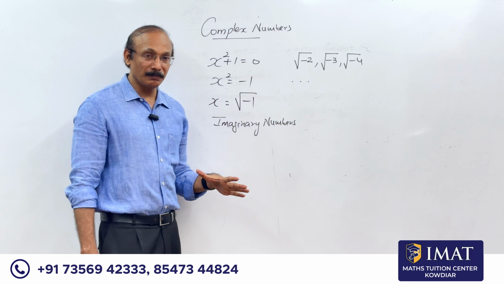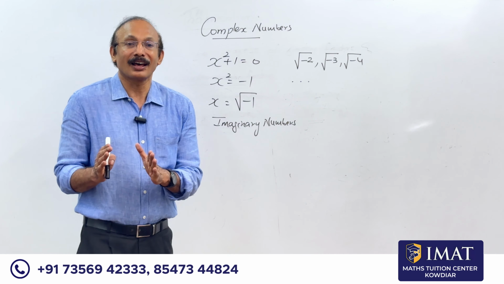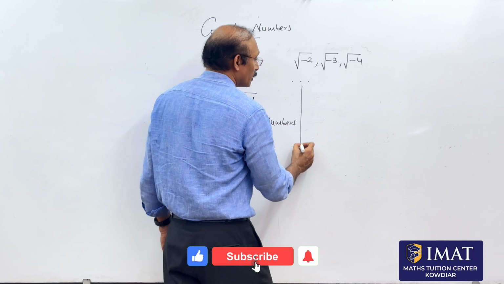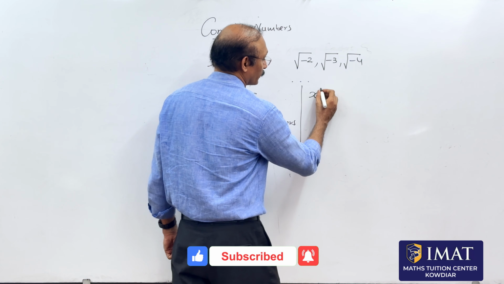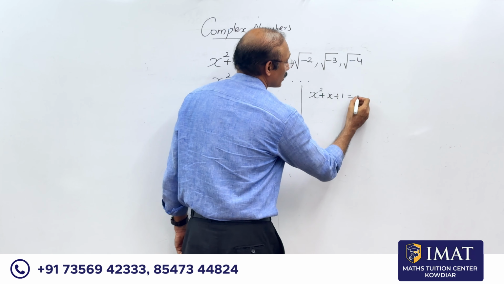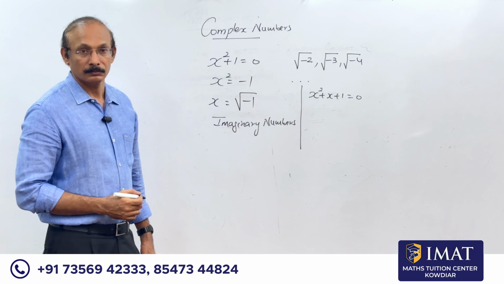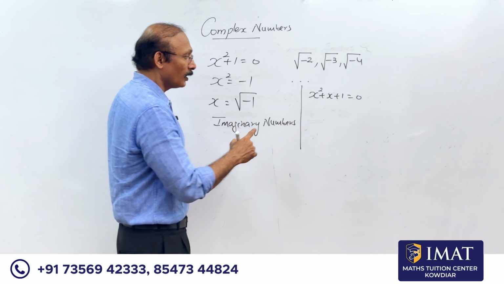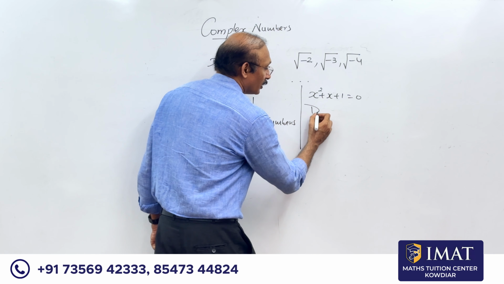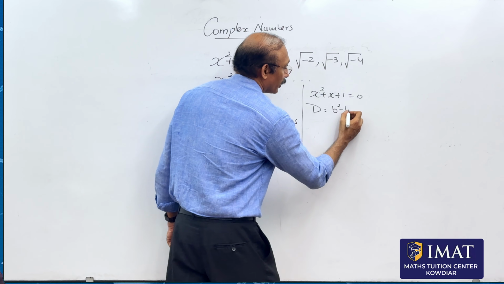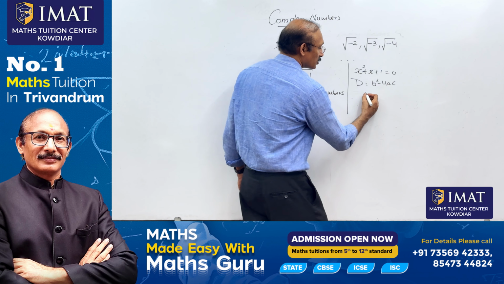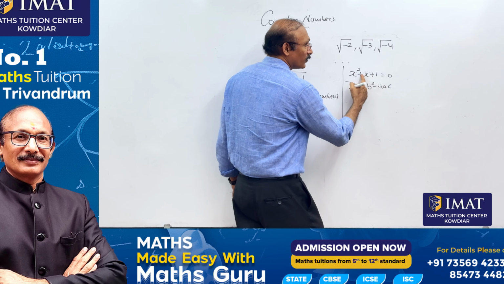So what are imaginary numbers? Imaginary numbers are numbers that are not real. See, you have seen this when you studied the chapter called quadratic equation. I take one quadratic equation, x square plus x plus 1 is equal to 0. And to say the nature of roots of this quadratic equation, you find the discriminant, which is b square minus 4ac. What is the discriminant of this? What is b? The coefficient of x is b.